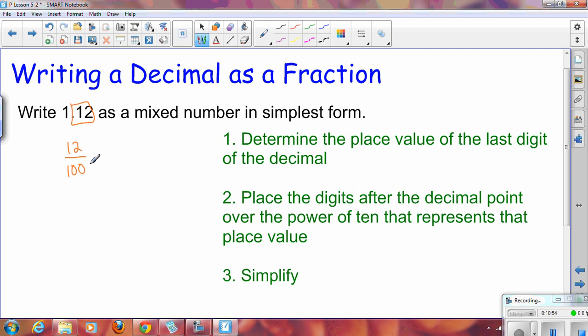Now to simplify a fraction, you can use our factoring ladder, just like we did for finding least common multiple and things like that. So we put our top number and then our bottom number. We say, okay, look at that, they're both even. So we pull out a 2. That gives us 6 and 50. They are still both even. So we pull out another 2.